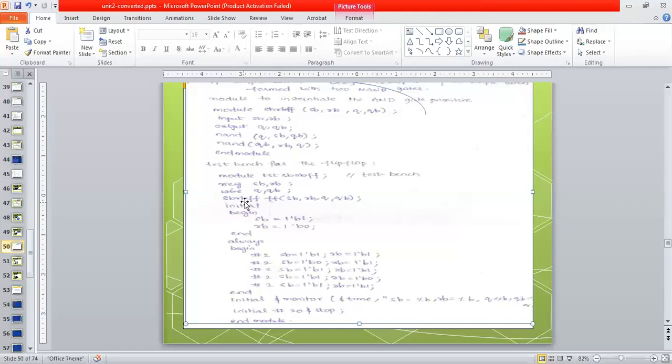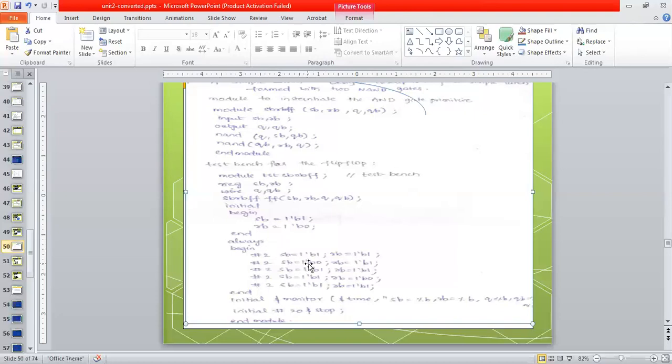What are the procedural assignment statements we have? The procedural assignment statements are initial and always. These are some of the procedural assignment statements used in our Verilog HDL. Here I am using the procedural assignment statement initial. Initial begin, SB and RB 1'b1, as well as RB 1'b0, and so we are starting this procedural block.